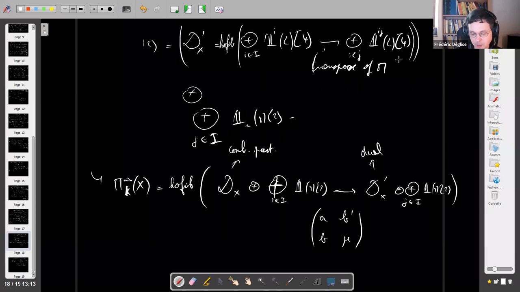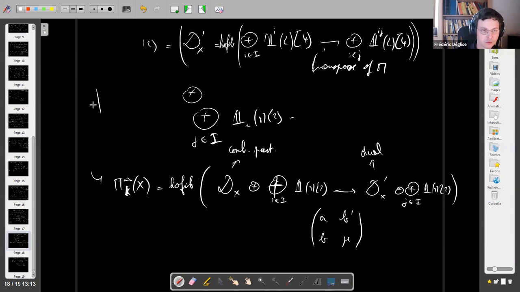So I'll give an example. If the divisor is a tree of P1, so it means it's contractible as a topological space, then A, B, and B prime vanish. That's one of my examples. But if it's a cycle, it does not vanish.